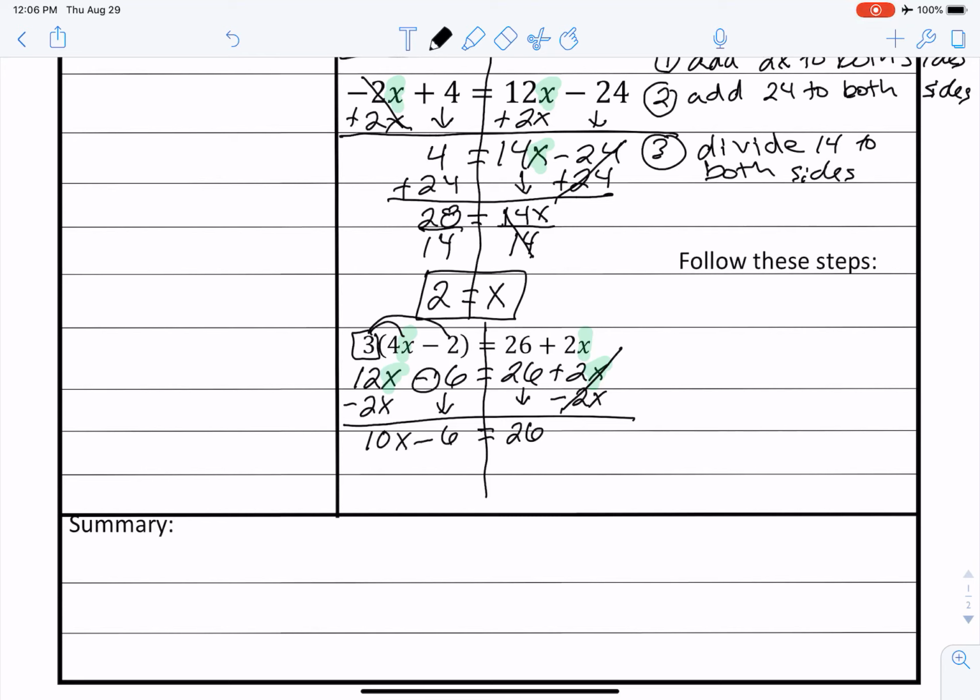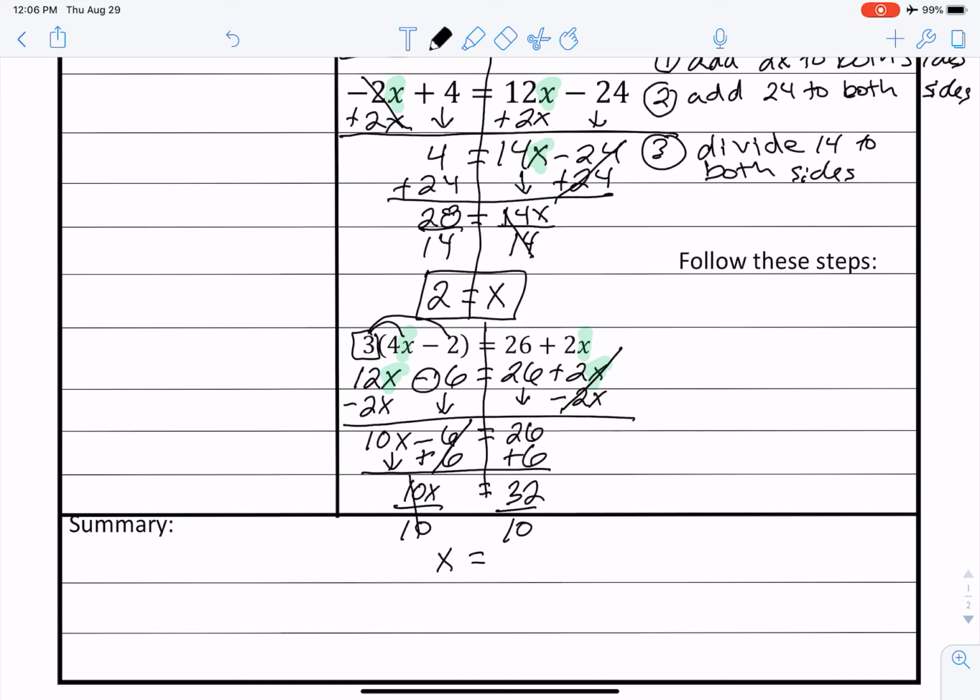I need to get rid of my 10 and my negative 6. But our steps above say we have to add or subtract first, so we add this 6 to both sides. Bring down my 10x. Negative 6 plus 6 is 0, equals 26 plus 6 is 32. Now my last step is divide both sides by 10. 10 divided by 10 is 1x, or just an x.